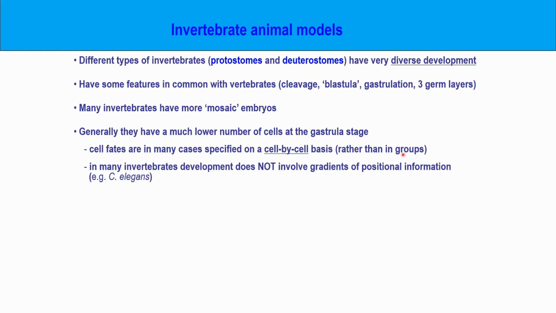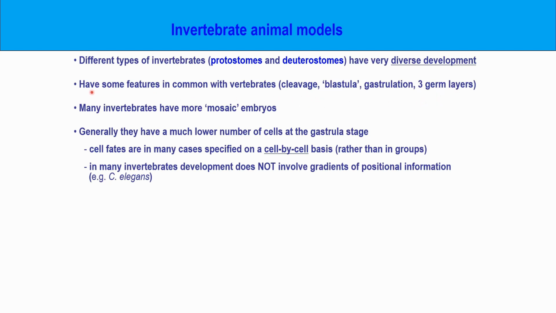Here's another, don't worry about that. Different types of invertebrates, for example insects, can be both protostomes and deuterostomes, but they have a very diverse development. But useful to us is that they have features that are common with vertebrates, for example, the cleavages, the blastula stage, gastrulation, these movements, and they have 3 germ layers.